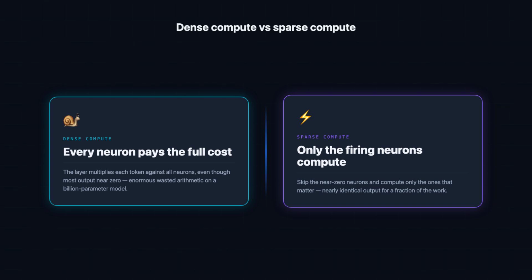Now, imagine the layer knew, ahead of time, which neurons would actually fire for this token. It could compute only those and leave the near-zero ones untouched. The answer comes out nearly identical, because the skipped neurons were barely contributing anyway. That is sparse compute, and it turns a mostly idle layer into one that only pays for the work that genuinely matters.